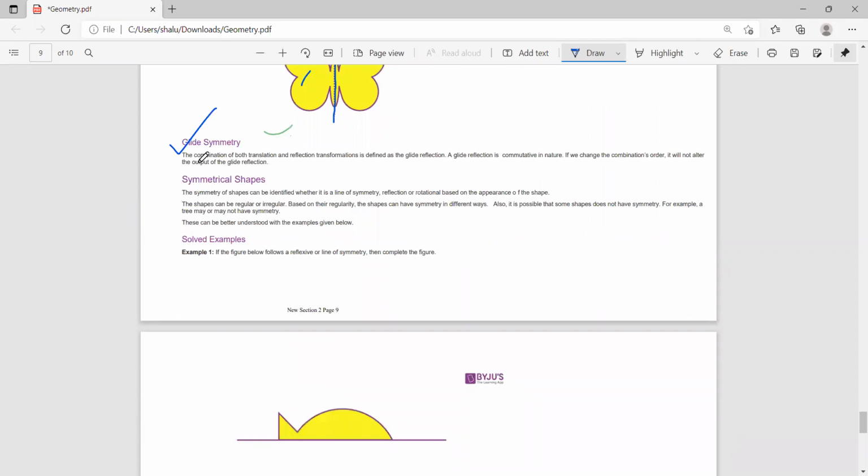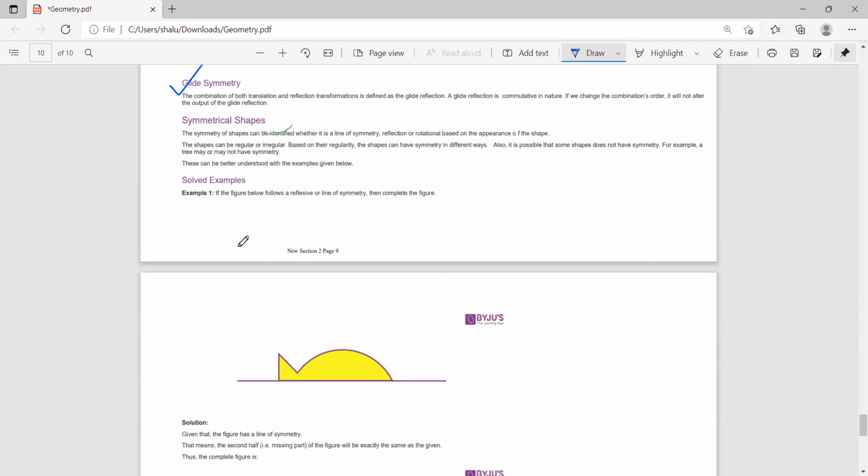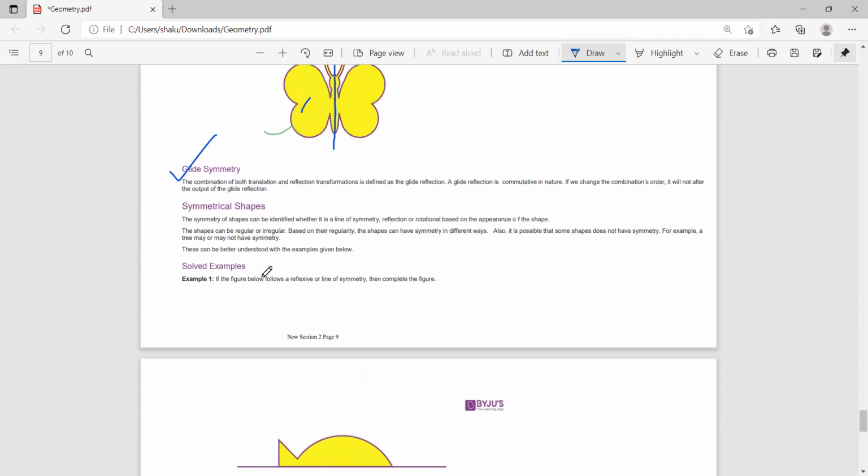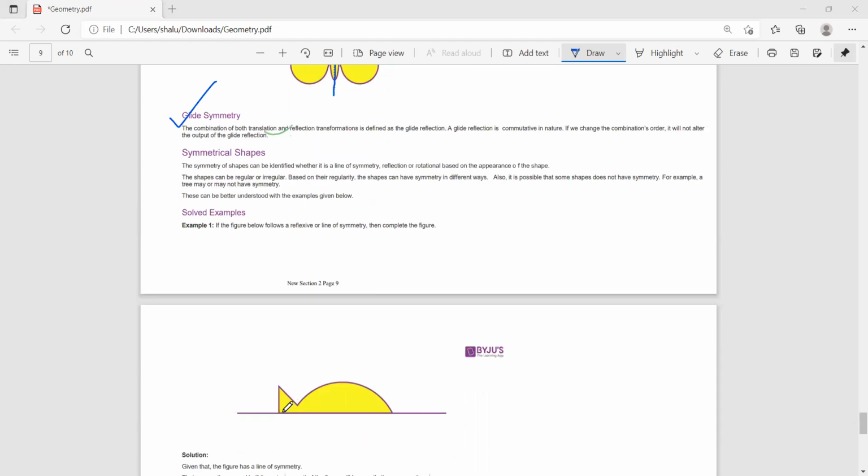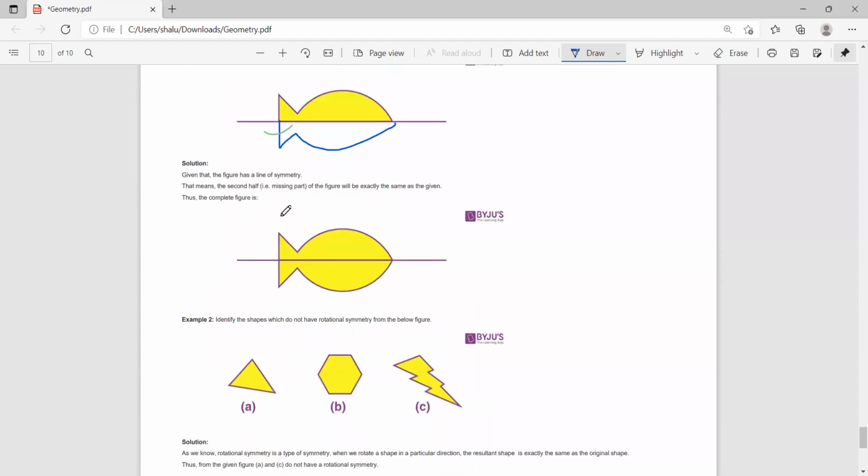Now I've already shown you symmetrical shapes. Now come to the solved examples. In the first question, if the figure below follows a reflexive or line of symmetry, then complete the figure. So for reflexive, we have to complete the figure. In case of reflexive, whatever we have, its mirror image will be on the other side. So we just have to draw its mirror image, which will look something like this, and it will come up like this.